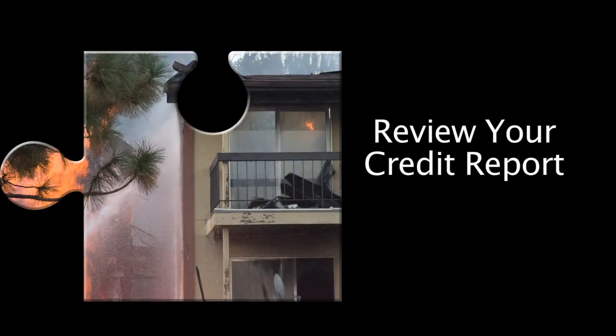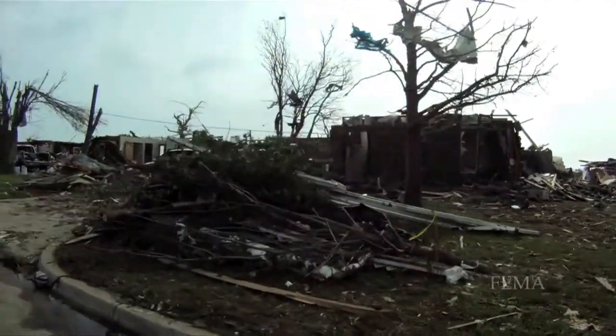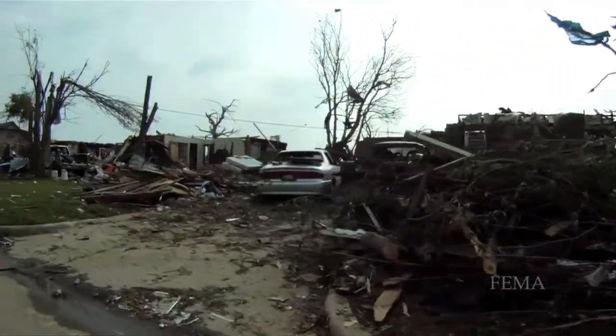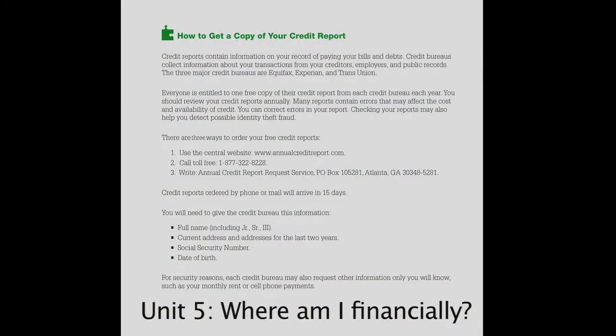Step 4. Review your credit report. If your financial records have been destroyed in the disaster, it is often hard to assess your current financial situation and properly plan for your future. Credit reports can help by filling in some of the missing information about your financial obligations. A credit report will give you a current snapshot of your financial information, including mortgage, car payments, and revolving accounts, such as credit cards.